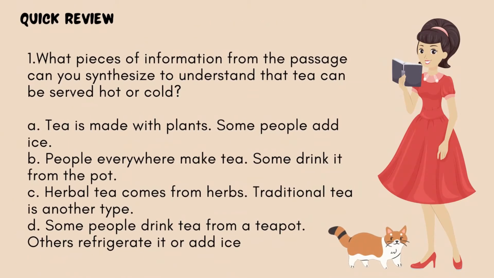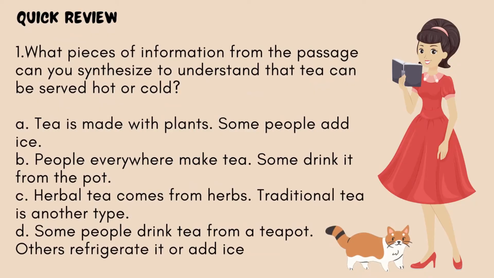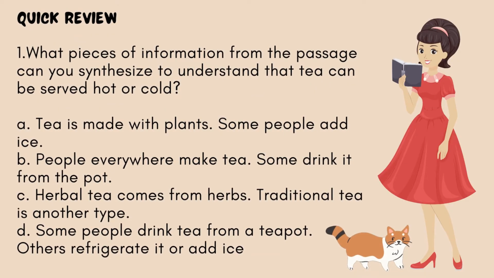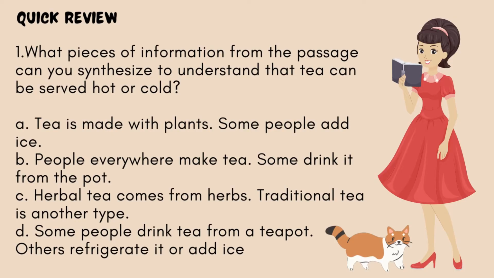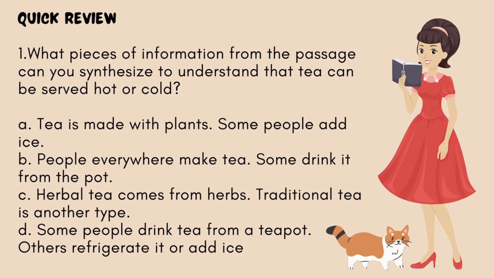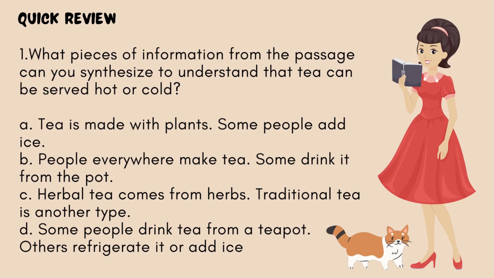Now let's answer the following questions. Number 1. What pieces of information from the passage can you synthesize to understand that tea can be served hot or cold? A. Tea is made with plants. Some people add ice. B. People everywhere make tea. Some drink it from the pot. C. Herbal tea comes from herbs. Traditional tea is another type. And D. Some people drink tea from a teapot. Others refrigerate it or add ice.